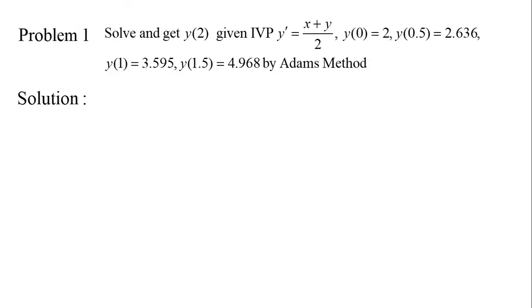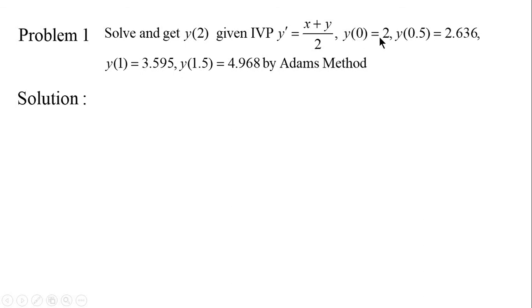Now let us discuss one problem. Solve and get y at 2 given the initial value problem dy by dx equal to x plus y by 2, y at 0 equal to 2, y at 0.5 equal to 2.636, y at 1 equal to 3.595, y at 1.5 equal to 4.968 by Adams method. Here you can see all the 4 continuous values are given.